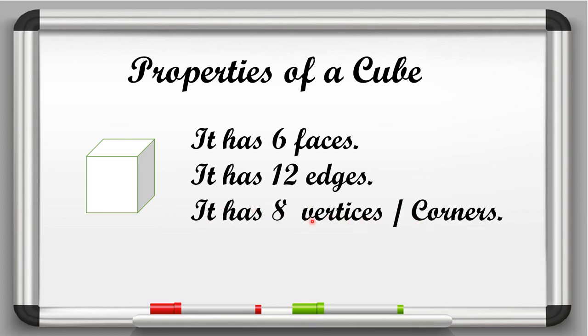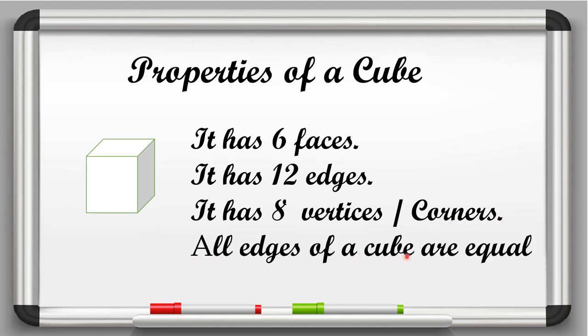If it is 1, then we will call it vertex, because 8 is greater than 1, so we will write vertices or corners. And all edges of a cube are equal. Okay, all 12 edges of a cube are equal in length.